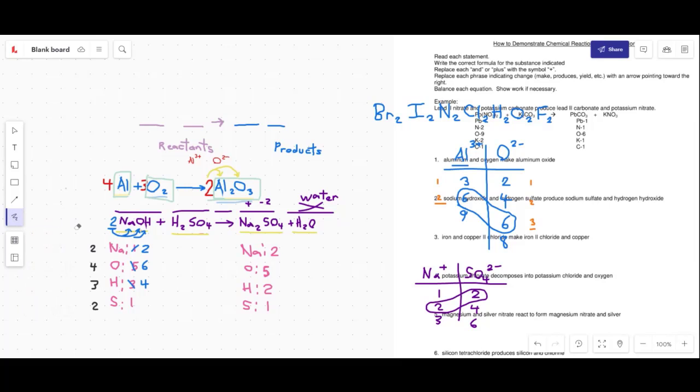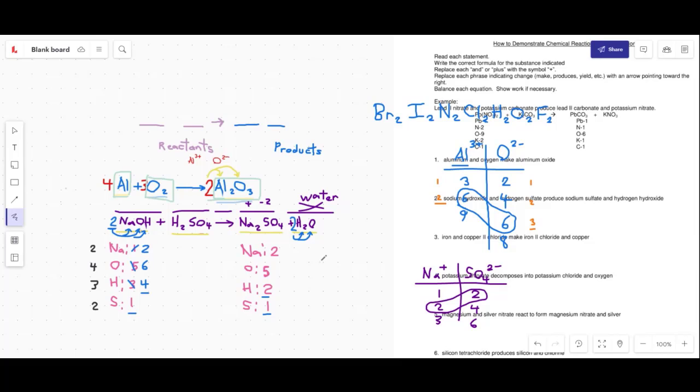Now I can balance my next element, sulfur. But fortunately, sulfur is already balanced, right? 1 and 1. So I'm still good with that. So I go to the next hardest element to balance, hydrogen. I have a 4 here and a 2 here. So what do I need to do? I put a 2 in front of H2O, right? So that's going to multiply the hydrogen. It's going to multiply the oxygen.